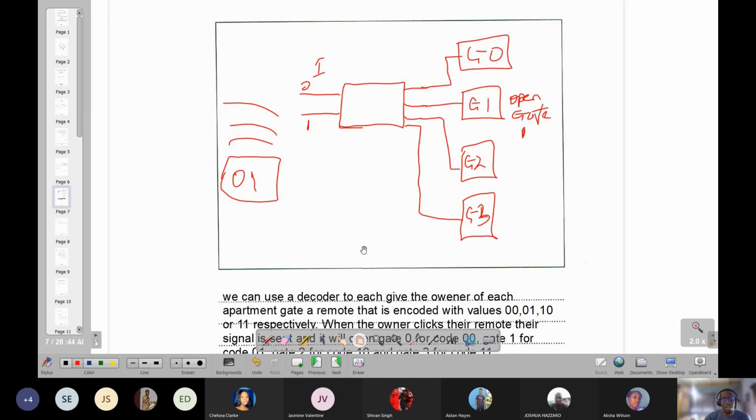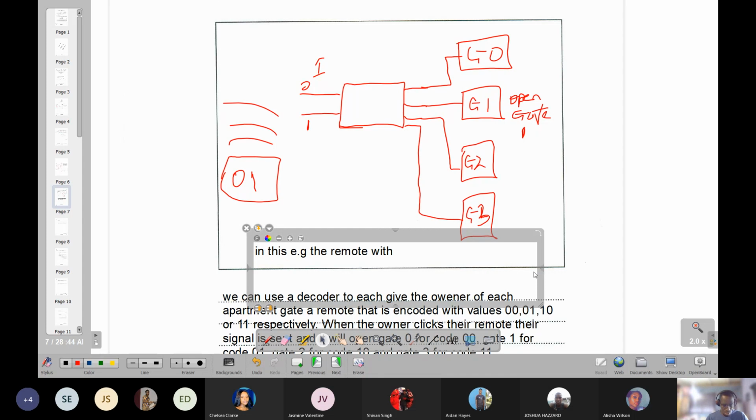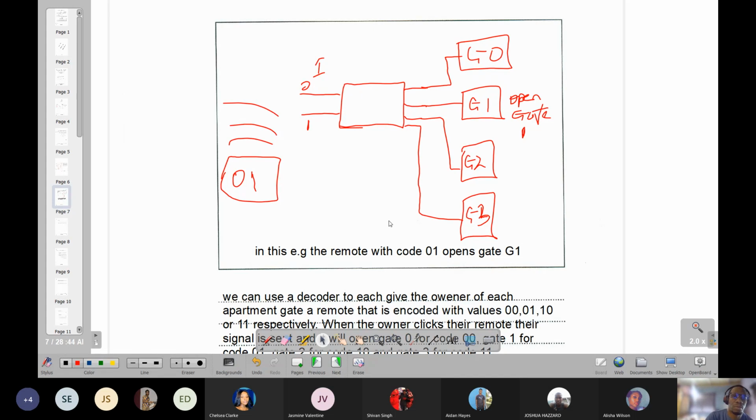Right? So in this example, the remote opens G1, right? In this example, the remote with code 01 opens gate G1. Does everyone follow? Yes? No? Yes, sir.